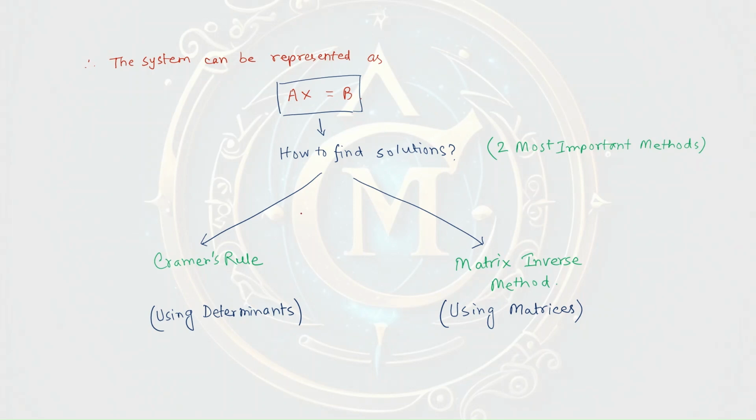Now there are two methods to find solutions. One is Cramer's rule and the second is the matrix inverse method. So Cramer's rule applies determinants and the matrix inverse method applies matrices.